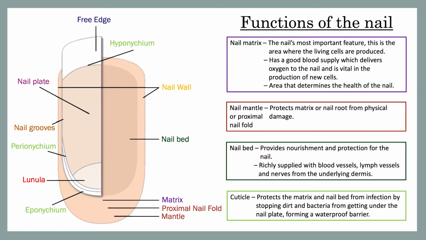The nail bed provides nourishment and protection for the nail and is richly supplied with blood vessels, lymph vessels and nerves from the underlying dermis. The cuticle protects the matrix and the nail bed from infection by stopping dirt and bacteria from getting underneath the nail plate, forming a waterproof barrier.